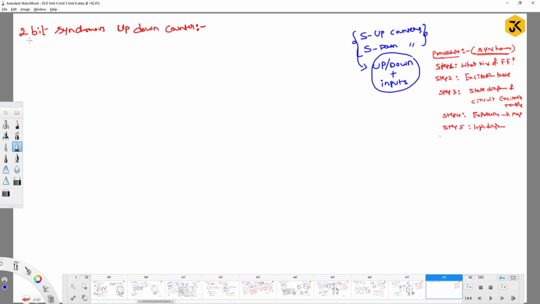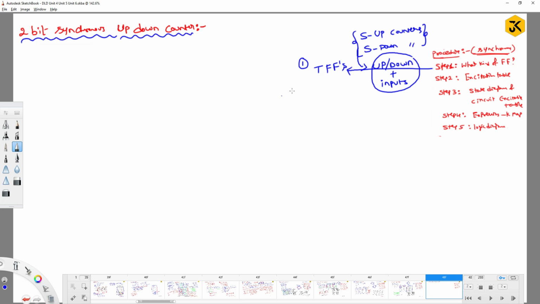So for that I have taken an example of a 2-bit synchronous up down counter. You know the procedure for constructing synchronous counters. The first step is to identify what kind of flip-flops to use. Here I decided to go with T flip-flops. If I am going to design with T flip-flops, the second step is to write down the excitation table for the T flip-flop.